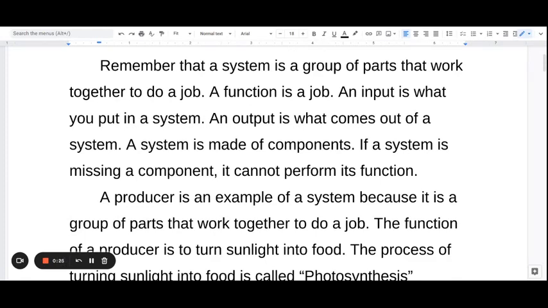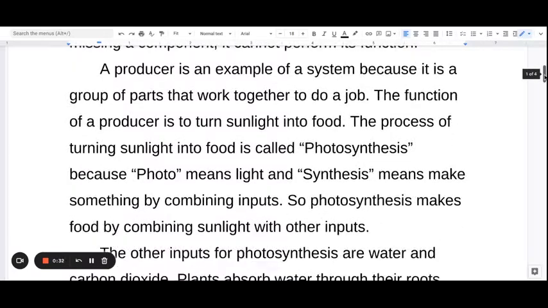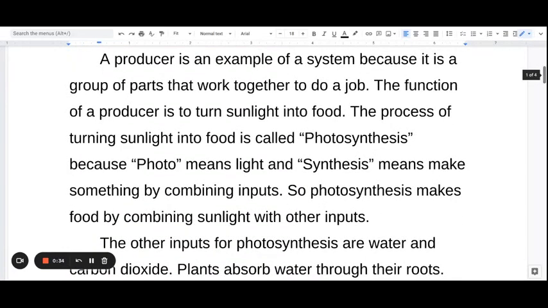A system is made of components, and if a system is missing a component, it cannot perform its function. A producer is an example of a system because it is a group of parts that work together to do a job. The function of a producer is to turn sunlight into food. The process of turning sunlight into food is called photosynthesis because photo means light and synthesis means make something by combining inputs. So photosynthesis makes food by combining sunlight with other inputs.